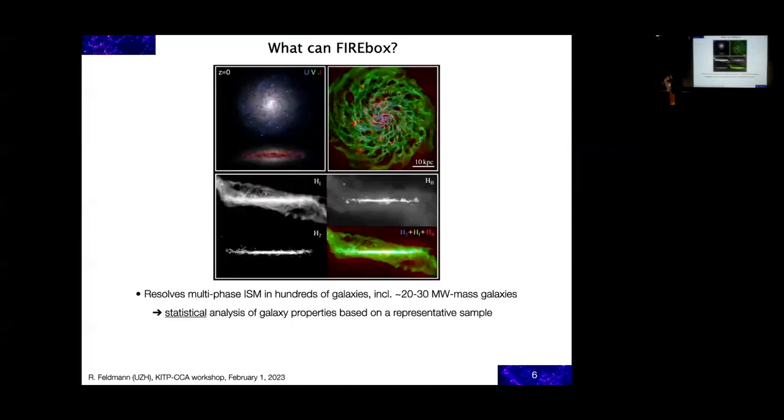So what can Firebox do? Well, as I said, it has this very high spatial resolution, and this helps with resolving the multi-phase structure of the interstellar medium in galaxies. Here's an example of a Milky Way analog galaxy that's part of this cosmological volume. I show it in optical colors here. Then this is a face-on view of the gas distribution of the 3 different gas components, HI, ionized gas, and molecular gas. And here you see it edge-on. You can see very clearly that this H2 disk is very, very thin, with a scale height of about 100 parsecs or so.